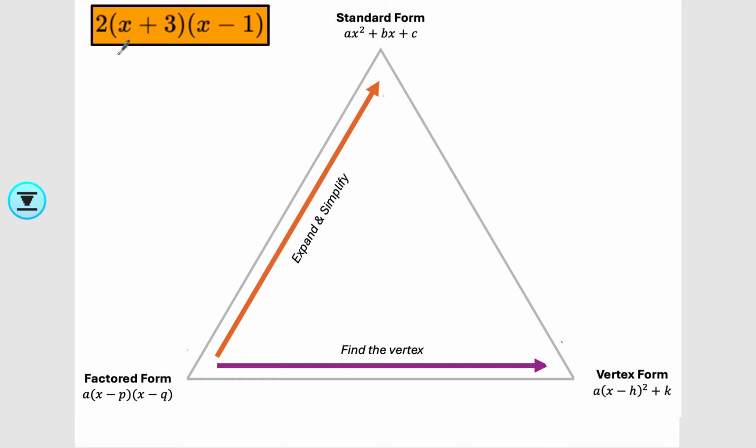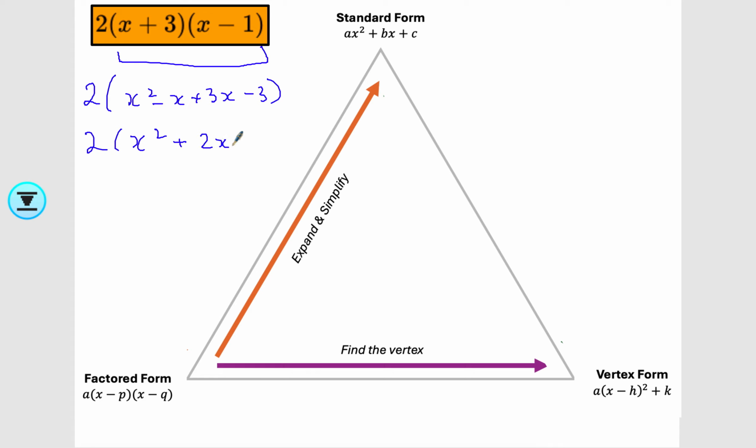So if I'm going to expand, I will first expand these two brackets, keeping the 2 outside. So this will be x squared minus x plus 3x minus 3. I will simplify further. This will give me plus 2x minus 3. And then I will multiply in the 2. So 2x squared plus 4x minus 6, which is what we had here. If you're moving from factored to vertex, again, think of what this form requires. It requires the vertex. So all you have to do is find the vertex.